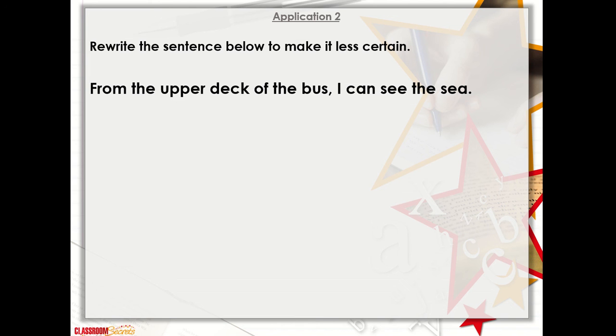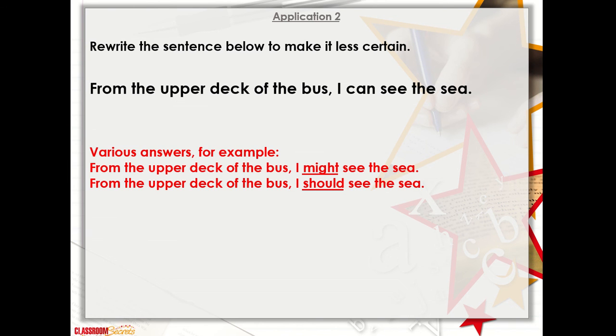I can see the sea. I've got to make it less certain. I might be able to see the sea. I could see the sea. I should be able to see the sea. What do you think? Well, there we go. There are various answers for these as well. So don't worry if yours doesn't agree with what's on here. From the upper deck of the bus, I might see the sea. From the upper deck of the bus, I should see the sea. And you might have come up with something different.